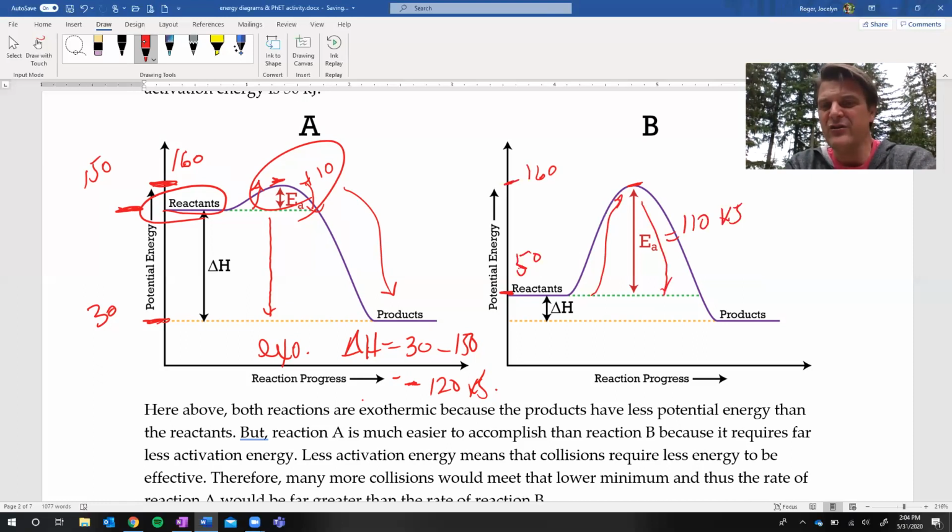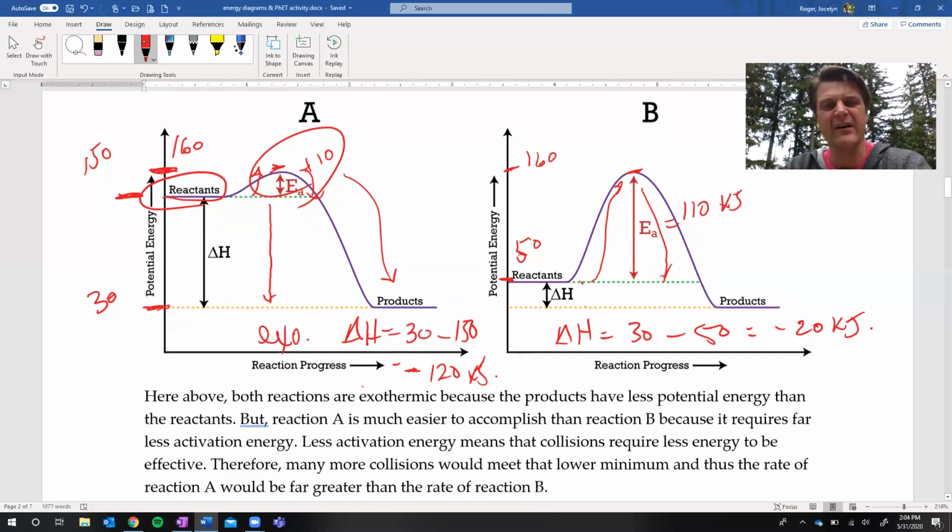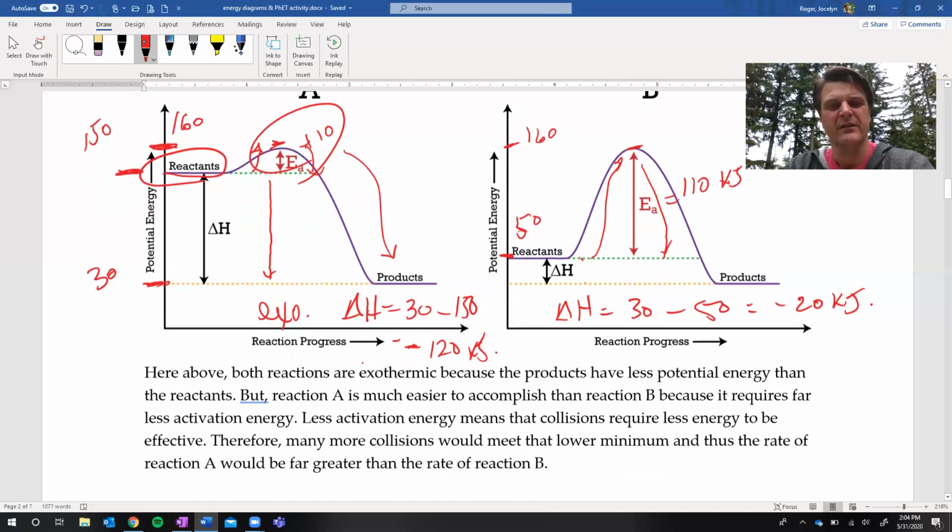The heat of reaction is just the difference between the reactants and the products. In this case, delta H is equal to the energy of the products, which is 30, minus the energy of the reactants, which is 50, and you get negative 20 kilojoules. So a lot less energy is being given off by this reaction. And this is how you interpret the graphs.